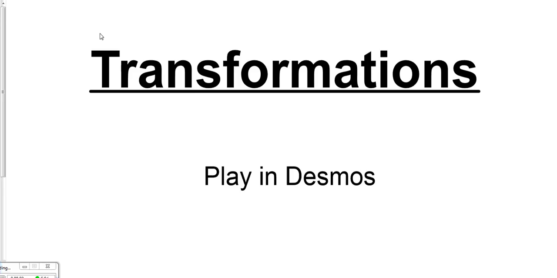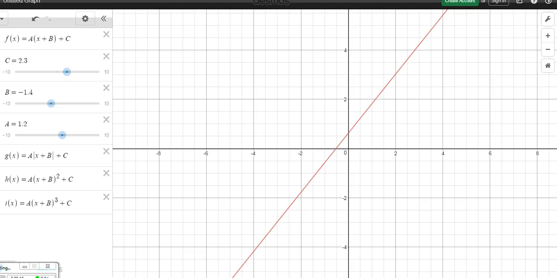All right, this unit is all about transformations and what different transformations do to a function or how it looks. The first thing, before we actually look at any transformations though, we're just going to play around in Desmos. So first off, I want to look at this function. Now notice I have it written in function notation: f(x) = a times the amount (x + b), all in parentheses, plus c.